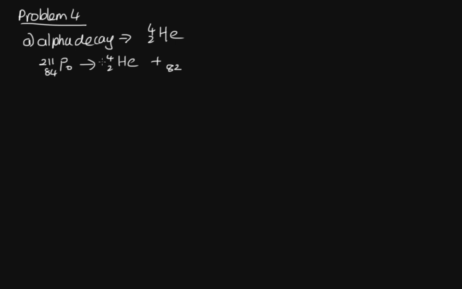With the mass numbers, we've got 211 on the left and 4 on the right. So 4 from 211 gives us 207. So then we look up 82 on the periodic table to find out what element that is, and number 82 is lead. So we write down Pb to symbolize lead.